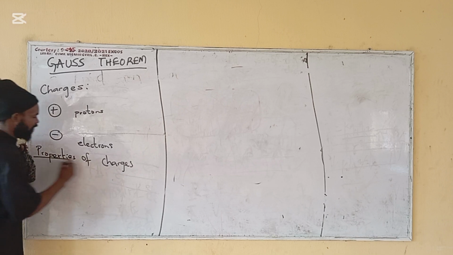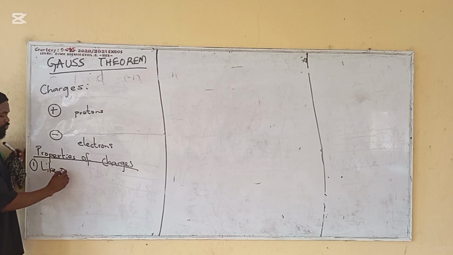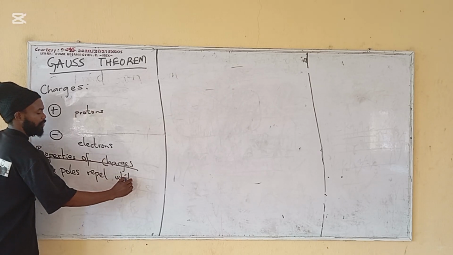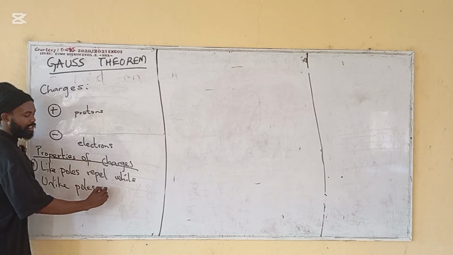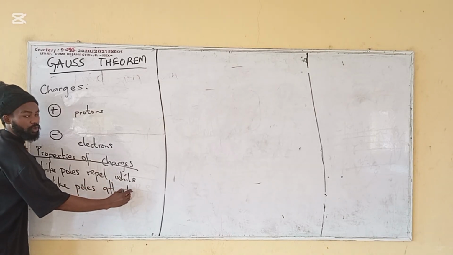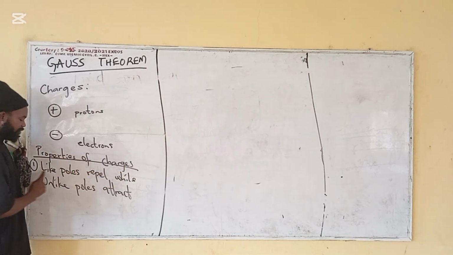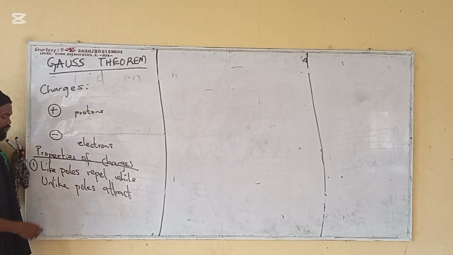So what are the properties of charge? The first property is that like poles repel, while unlike poles attract. This can also be classified as the first law of electrostatics. So you write properties of charges, then when you finish writing this one, you open bracket and say first law of electrostatics, and close it.